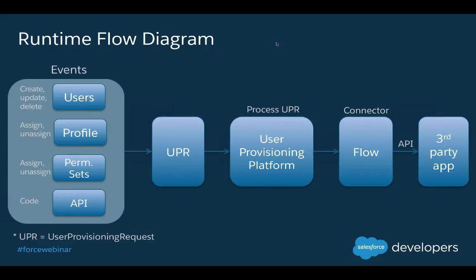Correct. Now, once a user provisioning request is created, the user provisioning platform kicks in. It processes this UPR by calling the flow that is configured, and then the flow responds. The flow in turn calls the third-party application and sends a response back to the user provisioning platform, which parses it and gets the user into the user provisioning account for a create operation, let's say.